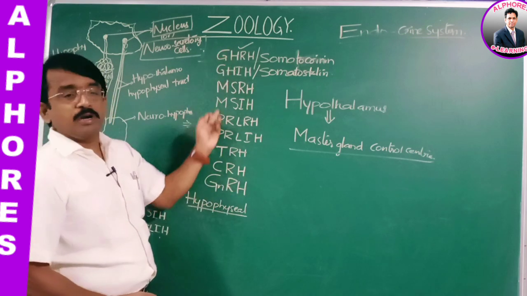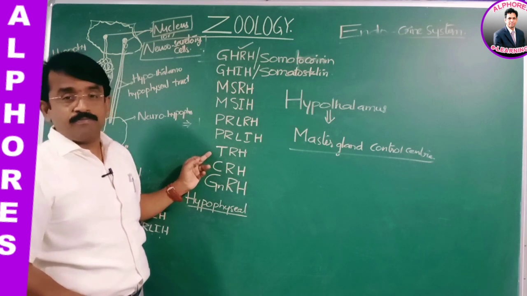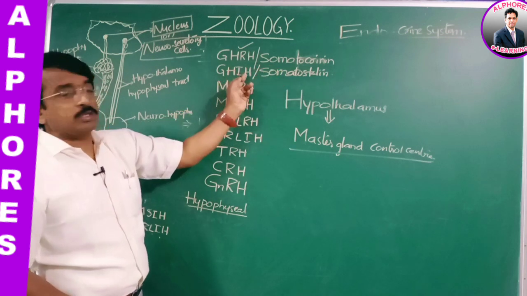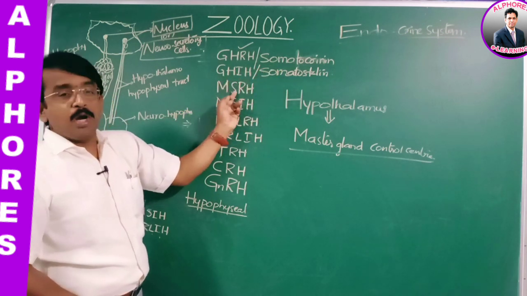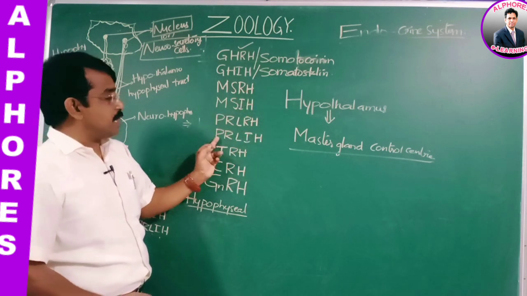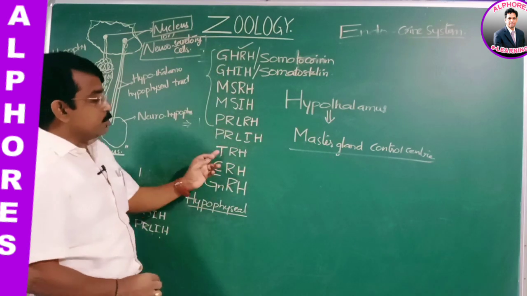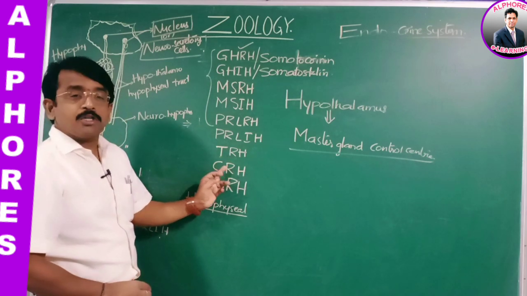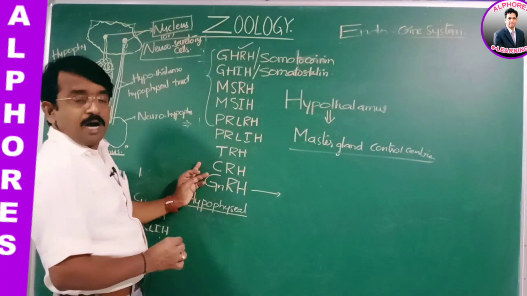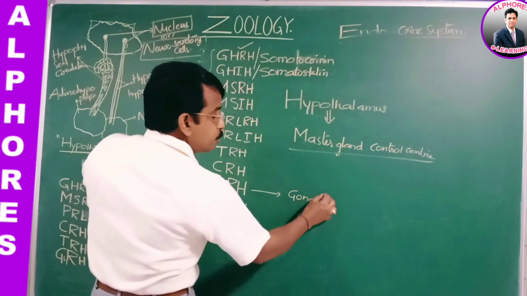It is synthesizing both releasing and inhibitory hormones. Of this, growth hormone releasing hormone somatocrinin, growth hormone inhibitory somatostatin, melanocyte stimulating releasing hormone and melanocyte inhibitory hormone, prolactin releasing hormone and prolactin inhibitory hormone. These are all one against another, six. Then thyrotropin releasing hormone, corticotropin releasing hormone, and gonadotropin releasing hormone are released from the hypothalamus. It stimulates the gonadotropin to release.